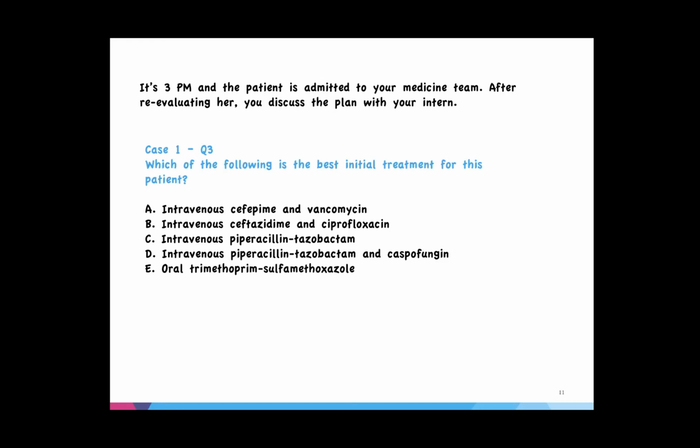What is the best initial treatment for this patient? If you don't remember, she's a female coming with neutropenic fever, and we saw that everything looks kind of normal in labs and chest X-ray. A, IV cefepime and vancomycin. B, ceftazidime and Cipro. C, IV piptazo, which is Zosyn. D, IV piptazo and caspofungin. E, oral Bactrim. Let me pull up the poll again.